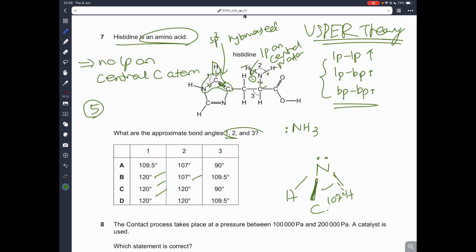And 3, obviously, is a tetrahedral shape because carbon always forms 4 bonds. A carbon with single bonds is sp3 hybridized, so it's always 109.5 degrees. So B is the correct answer.